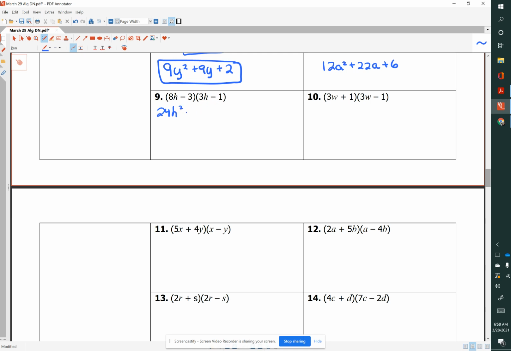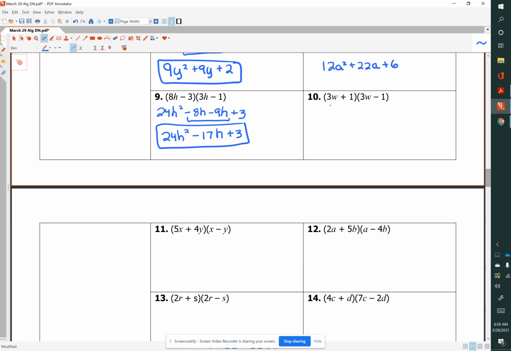8h times negative 1 is negative 8h. Negative 3 times 3h is negative 9h. Negative 3 times negative 1 is a positive 3. We combine the center. That gives us 24h squared, negative h minus 9h is negative 17h. Then we have our constant of plus 3 at the end.